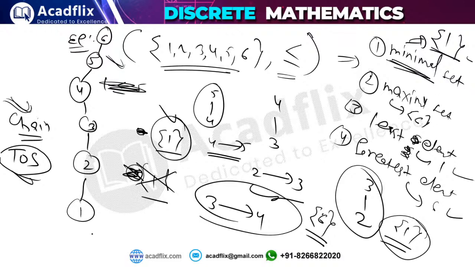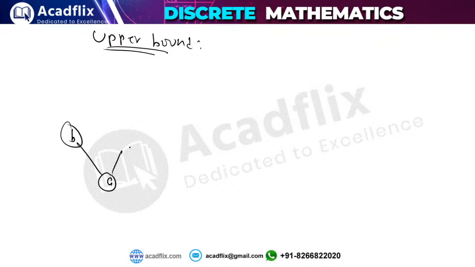So this is our Hasse diagram for this relation. Now we can see the next concept, something called the upper bound. What is the upper bound and what is the lower bound? For example, let's take one Hasse diagram. Let's consider this Hasse diagram.